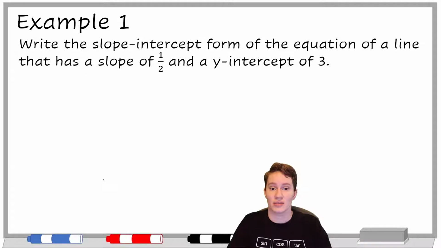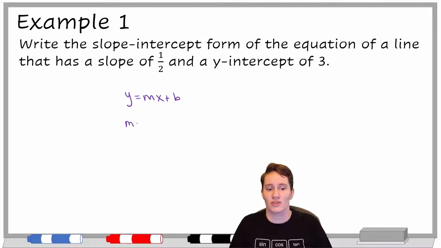Example 1. Write the slope-intercept form of the equation of a line that has a slope of 1/2 and a y-intercept of 3. So slope-intercept form is y equals mx plus b. They've told us that the slope is 1/2. We use m to represent slope. The y-intercept is 3, so it's telling us that b is 3.